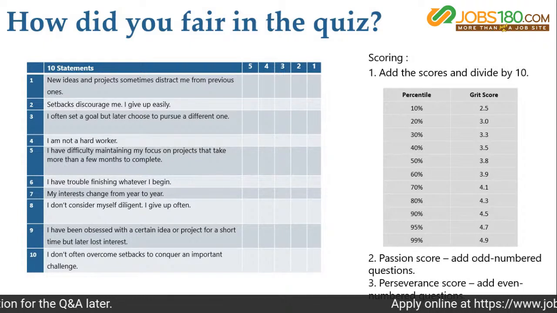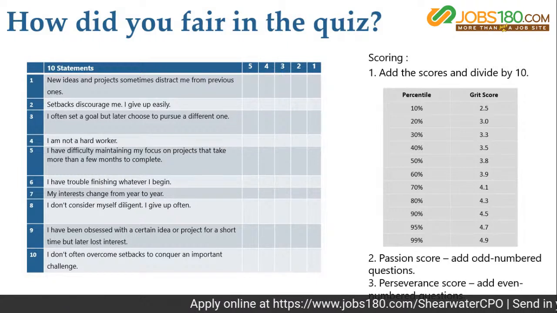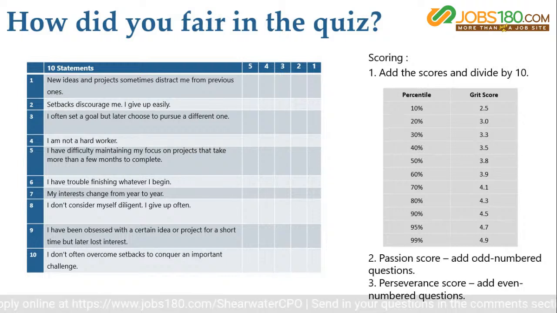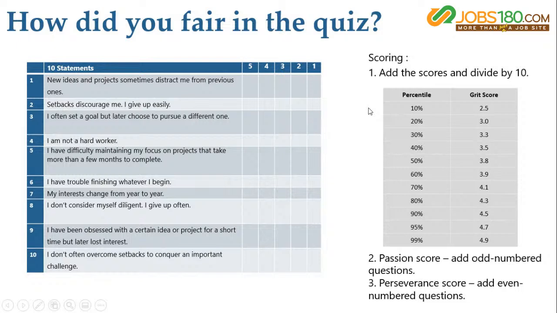This is very interesting, so that we can find out if you have what it takes to manage turbulent situations. Let's give ourselves a minute to do this. Add the scores and divide by 10. For your passion score, add the odd number questions. And to find out your perseverance score, add the even numbered questions.